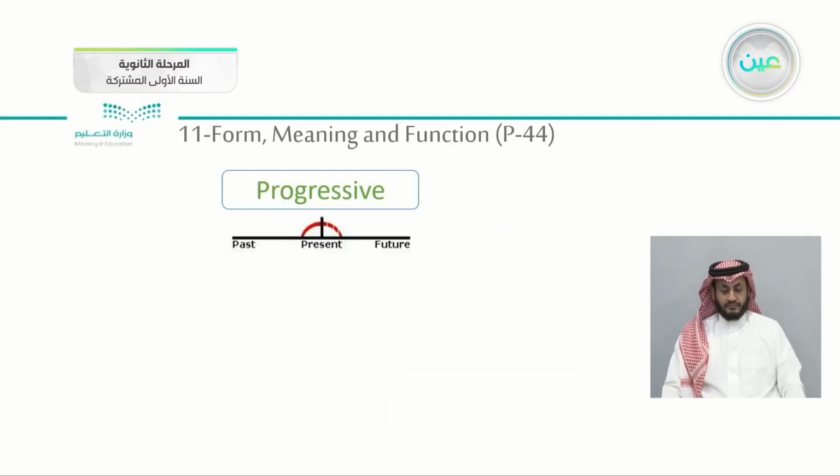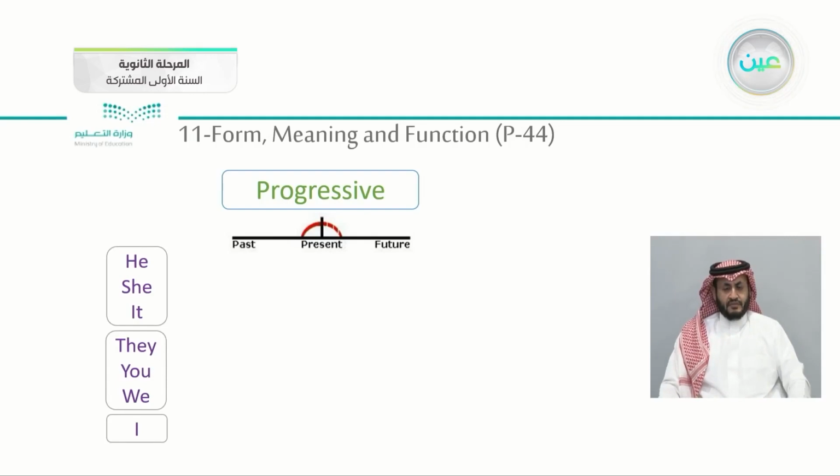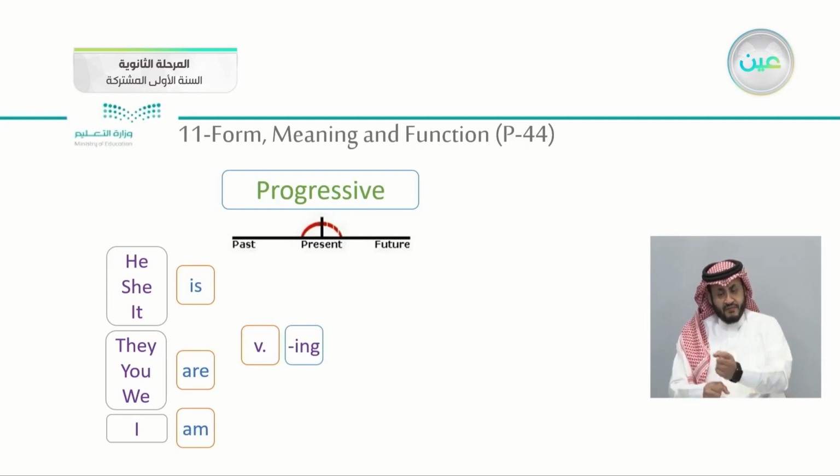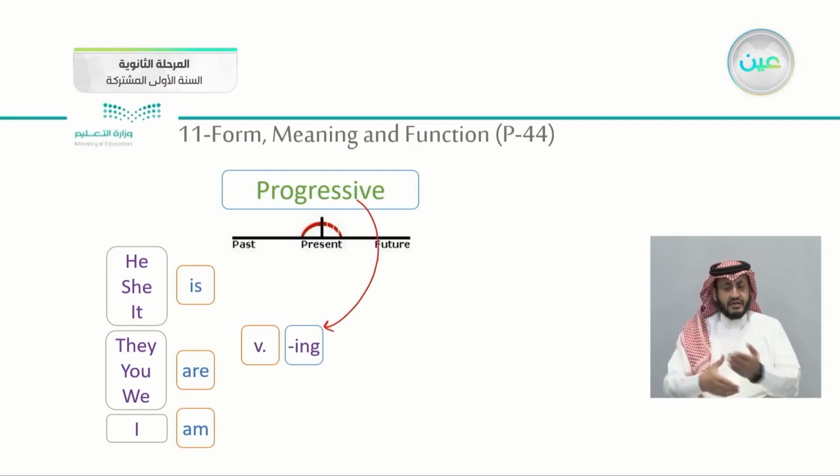Let's try to come up with the form. For the present progressive tense, as usual, we start with the pronoun. He, she, or it, they, you, we, or I. Then it will be followed by the verb to be. Is, he is, she is, it is. They, you, and we are, and I am. Followed by the action verb. Then, because it's progressive, we're going to use ing.